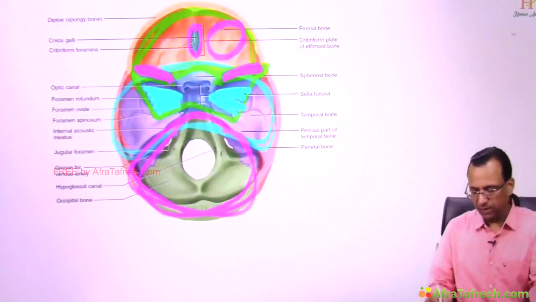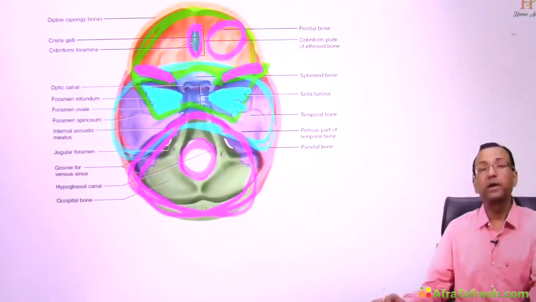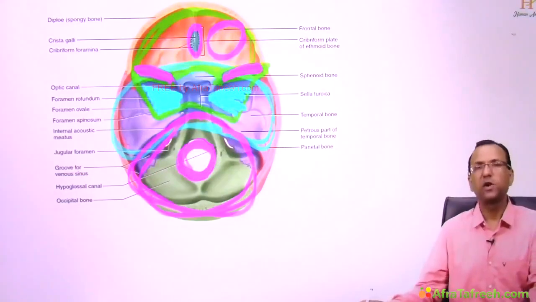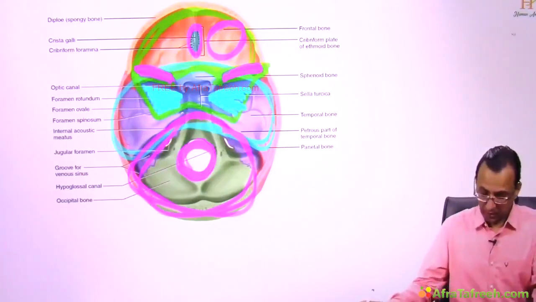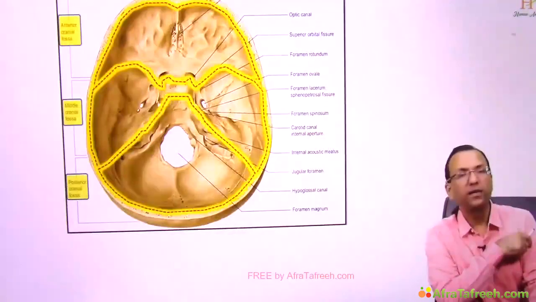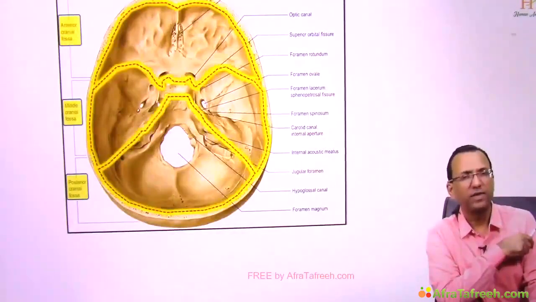And what is this big opening here? That is the foramen magnum, in the occipital bone. This is all we have to discuss now, and let us do it. You are now talking about some more details. Yes, actually, you are looking at the floors of the three cranial fossae. Let us look at them one after the other.